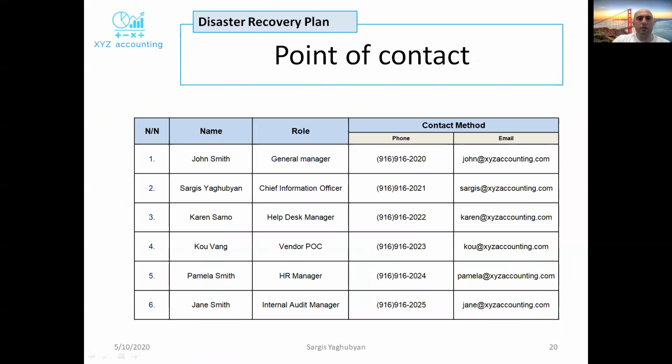Here is a list of points of contact for our disaster recovery team: general manager, chief information officer, help desk manager, vendor point of contact, HR manager, and internal audit manager. Those are the identified team leaders who are part of the disaster recovery team, and they have specific responsibilities to act during a disaster or any unforeseen event.